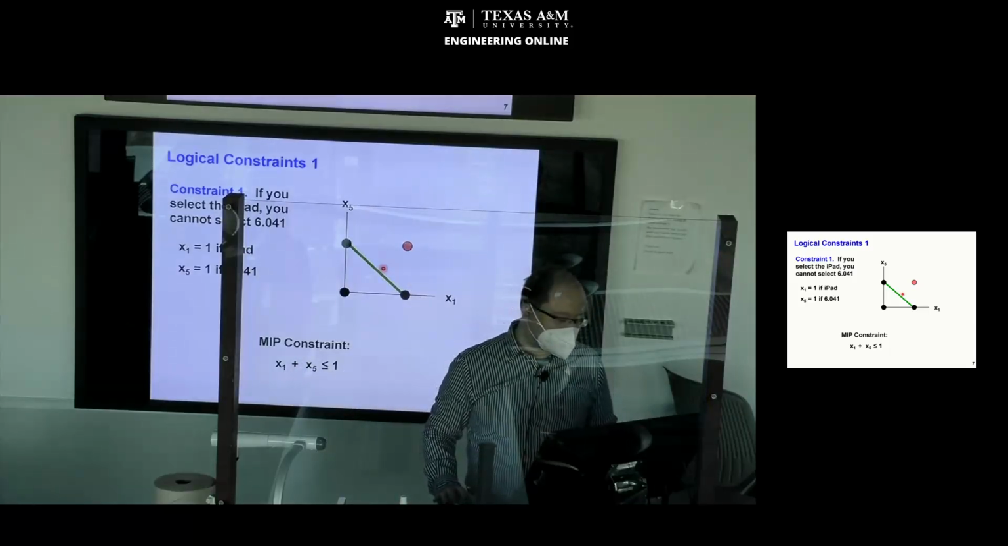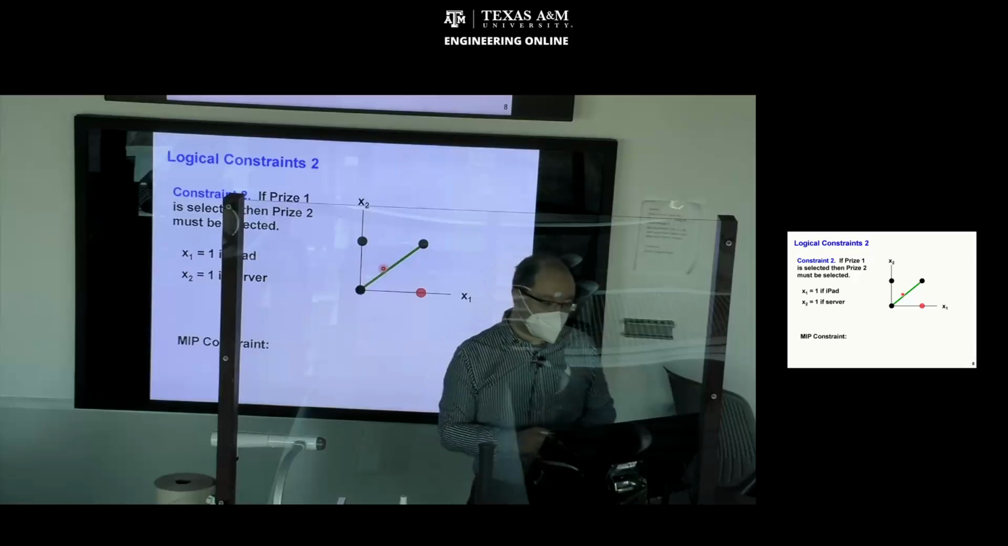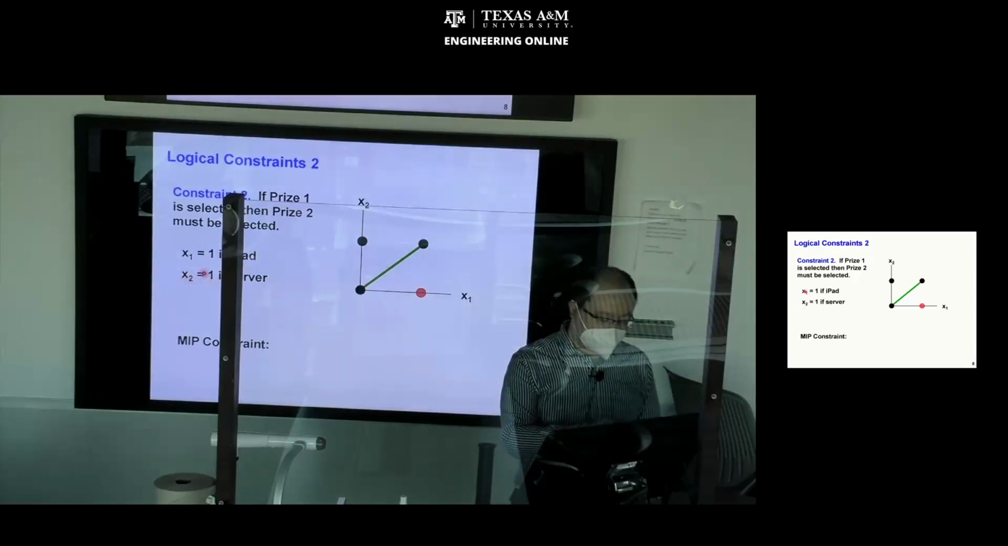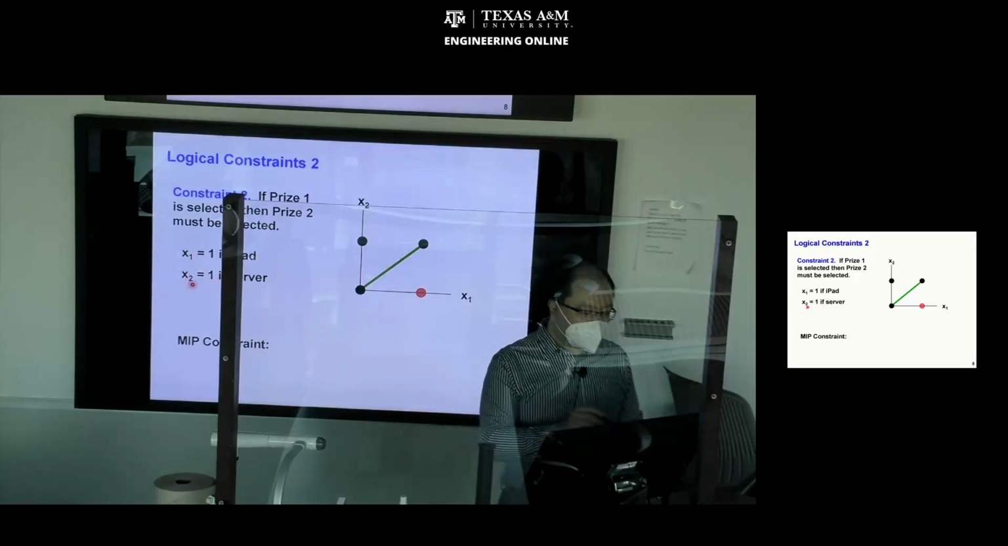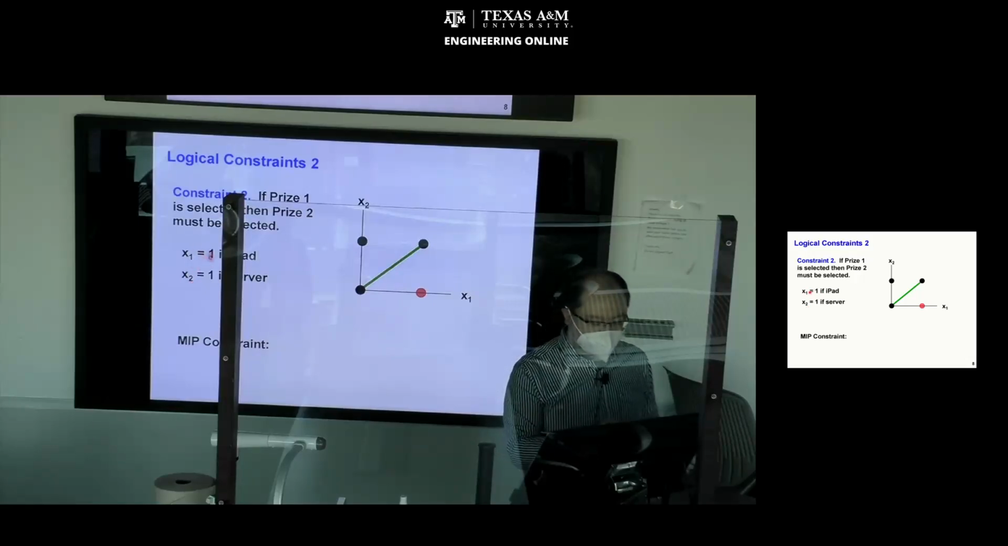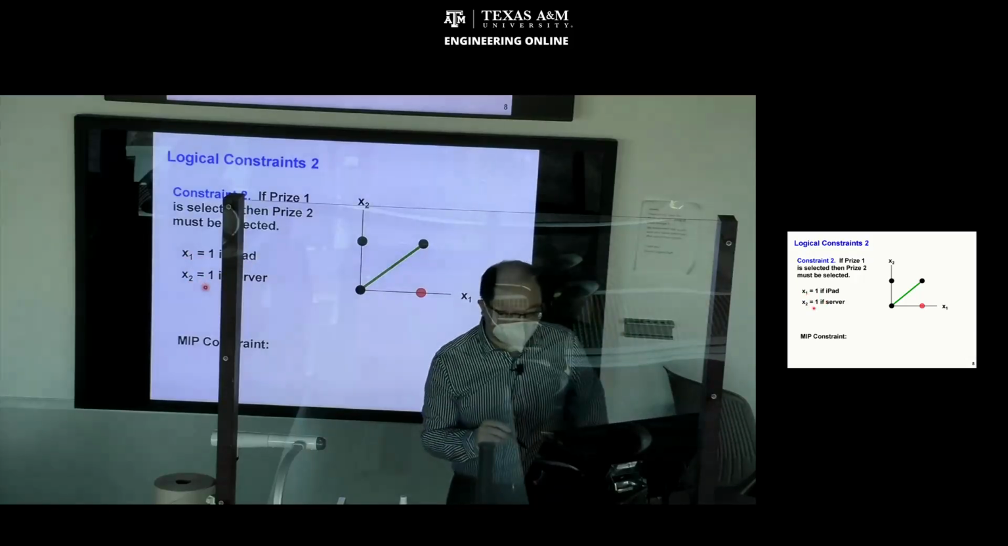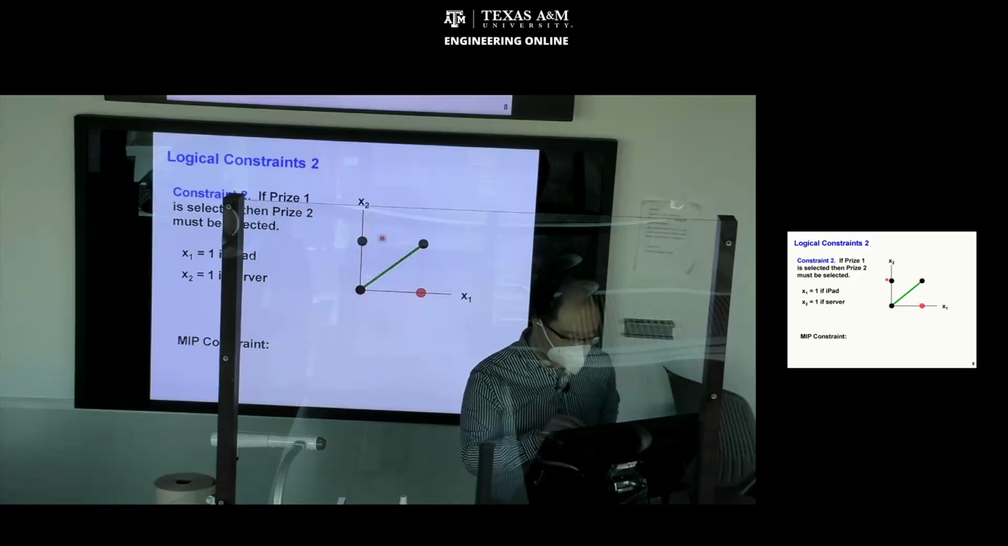Let's look at another example. Let's have price 1 and 2 being x1 and x2. If you select x1, that means if x1 equal to 1, then you must select x2. It means if x1 equal to 1, x2 has to be equal to 1. So in other words, out of these 4 choices, this one is not allowed. When x1 is 1, x2 is 0, that is not allowed. Because when x1 is equal to 1, x2 has to be equal to 1. So this is the only feasible solution for x2 when x1 is equal to 1.